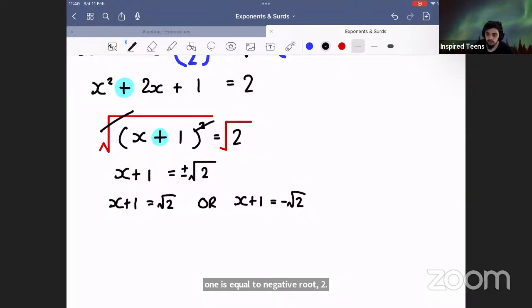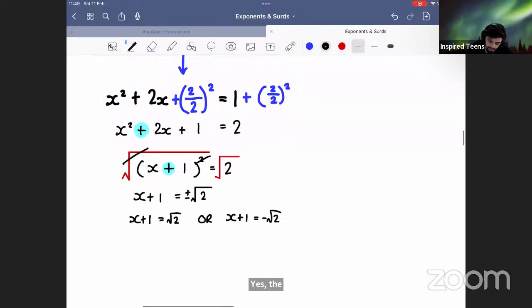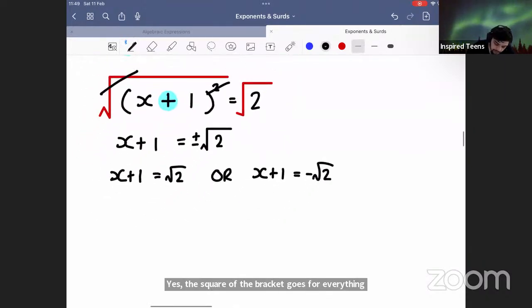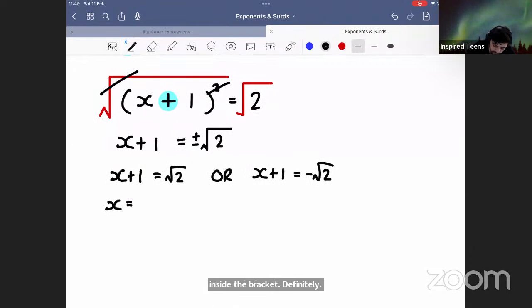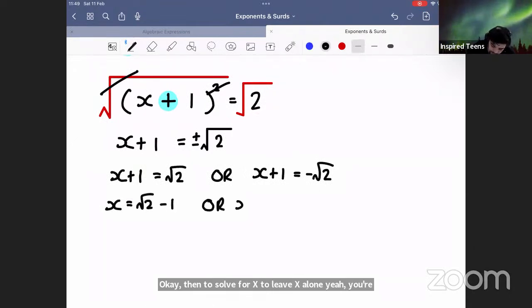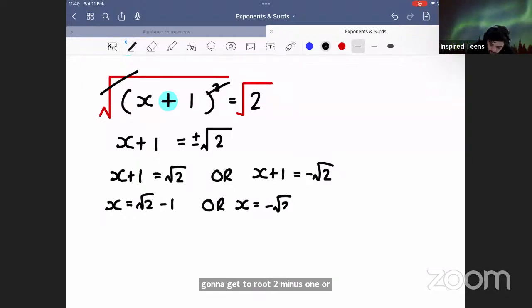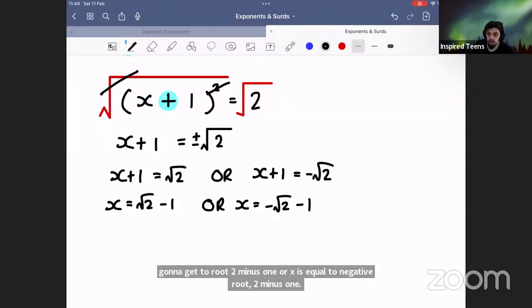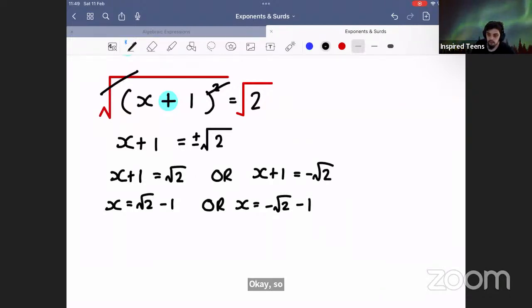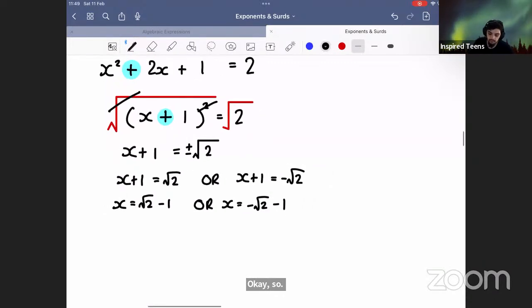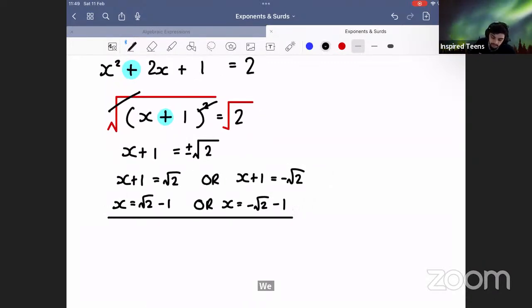Yes, the square of the bracket goes for everything inside the bracket, definitely. Okay, then to solve for x, to leave x alone, here you're going to get root 2 minus 1, or x is equal to negative root 2 minus 1. Okay, so we're doing trinomial. Okay, you could also convert that to a decimal.